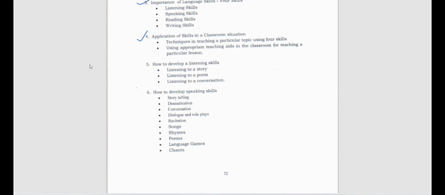We are giving lectures or explanations, so students are listening. We speak to one another, we discuss with one another, then the students read, the teachers read, and then the teachers write on the board and the students copy, right? So all the 4 language skills are being exercised in the classroom. So, application of skills in a classroom situation: using appropriate teaching aids in the classroom for teaching a particular lesson.